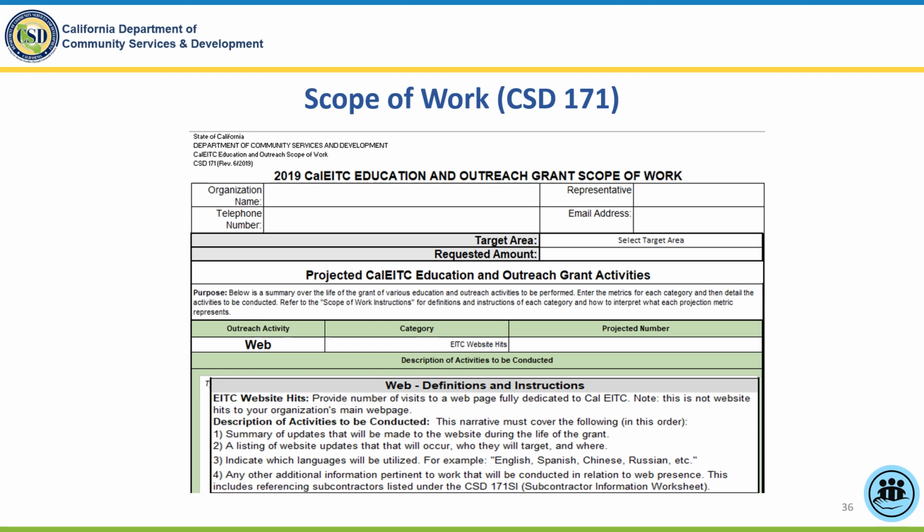Second, an applicant will list website updates that will occur, who they will target based off the targeting requirements set forth in the NOFA, and where they will target these individuals. Third, an applicant will indicate in what language outreach will be conducted. And fourth, any additional information that did not fit into the items above. Remember that web is a required activity of all grantees.